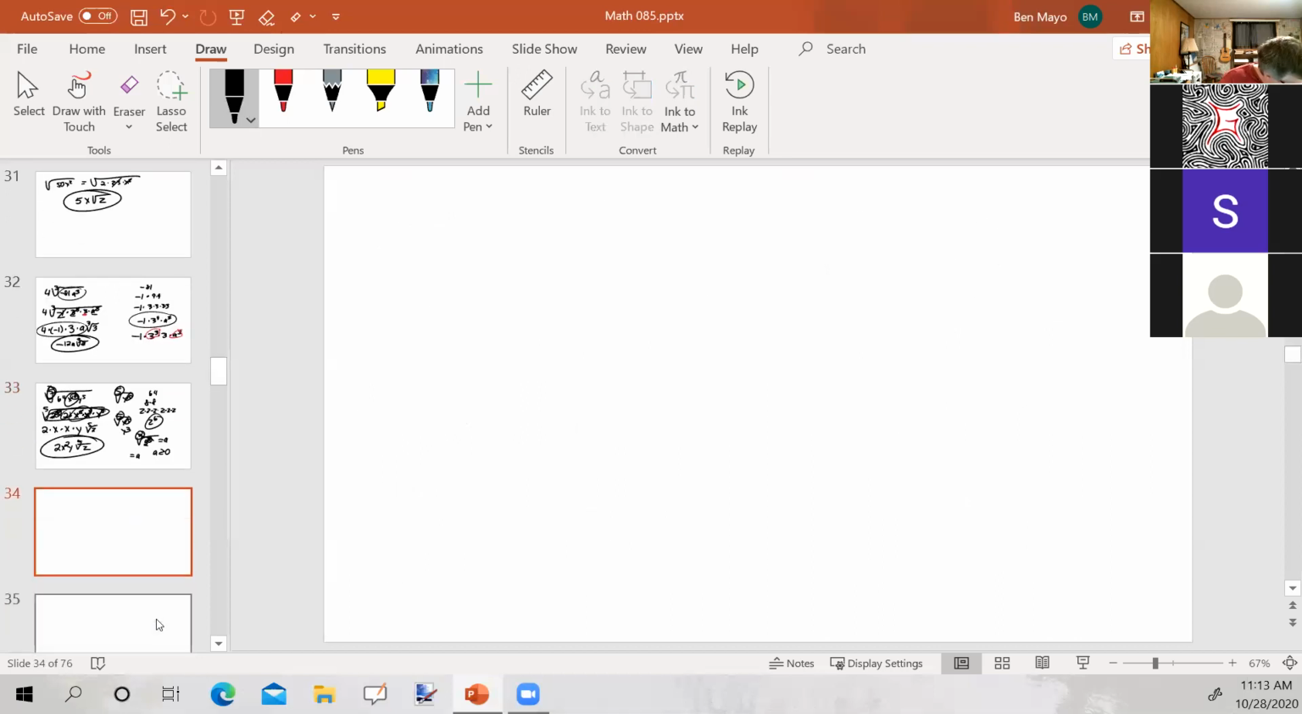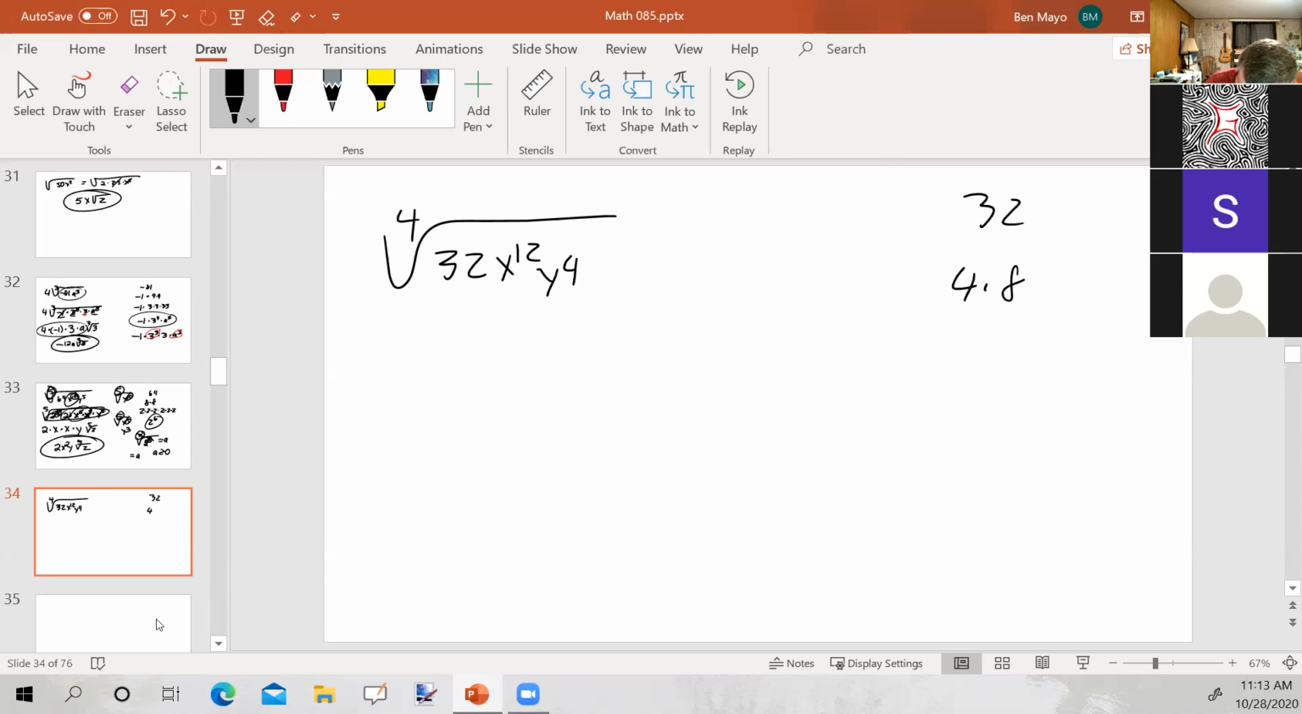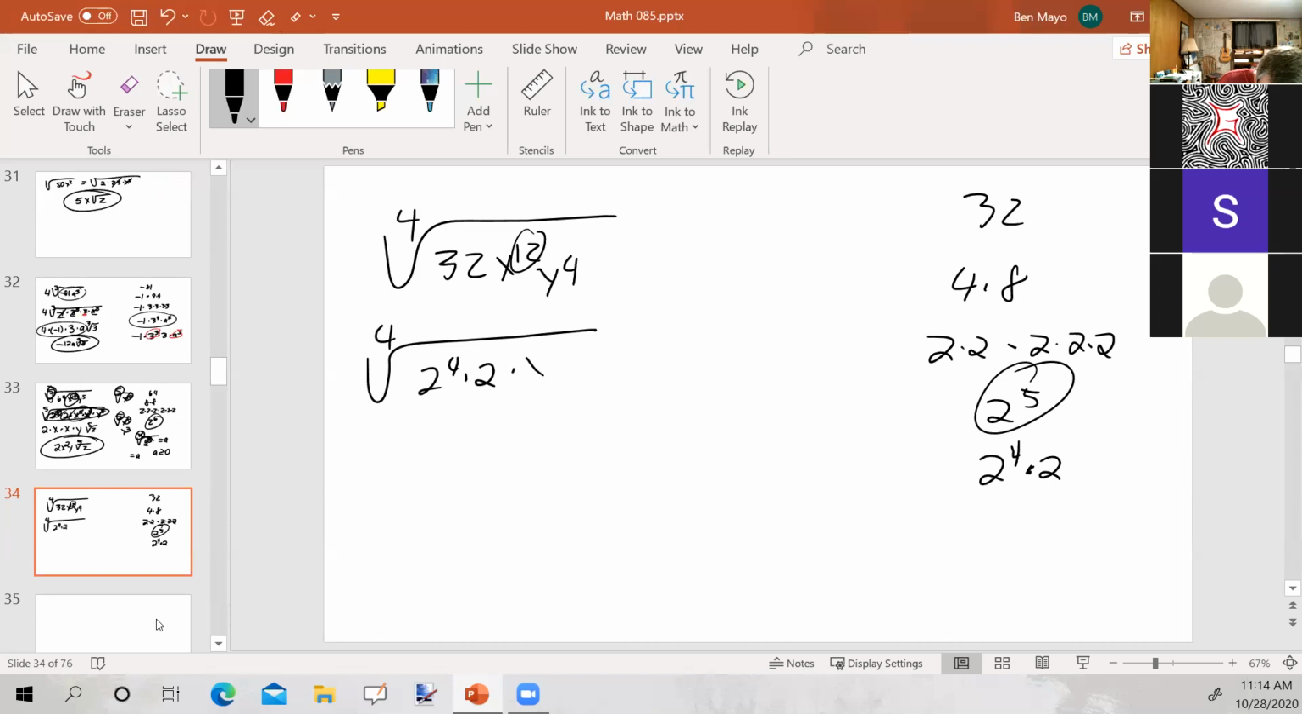In fact, let's look at another example of that. So the 4th root of 32, x to the 12th, y to the 4th. 32 is 4 times 8, which is 2 times 2 times 2 times 2 times 2, is 2 to the 5th, which is 2 to the 4th times 2. Again, why did I take it and pull it apart? Because I want powers of 4 and leftovers, or powers of multiples of 4. 12 is a multiple of 4, right? So I'm going to write this as 2 to the 4th times 2 times x to the 12th times y to the 4th. What's the 4th root of 2 to the 4th? 2 on the outside. This isn't going anywhere. What's the 4th root of x to the 12th? That would be x to the what?